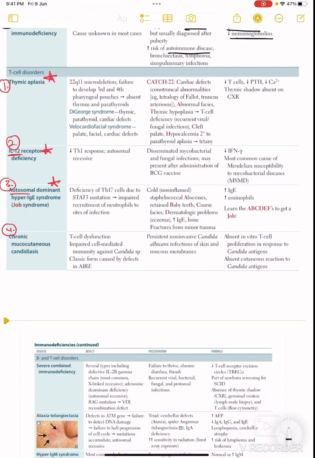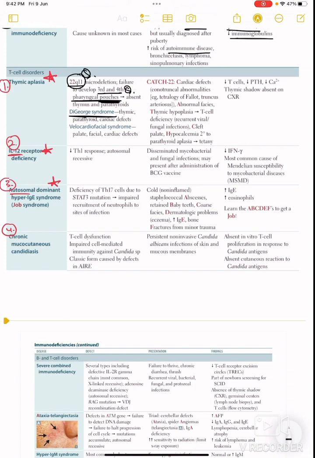So, thymic aplasia. Thymic aplasia is nothing but DiGeorge syndrome. Okay, 22q11 microdeletion. A very important question has been asked from it. Failure to develop the third and fourth pharyngeal pouch. Again, a very important point. Third and fourth pharyngeal pouch. People make mistakes over here; they answer arch and other things. The answer is third and fourth pharyngeal pouch.